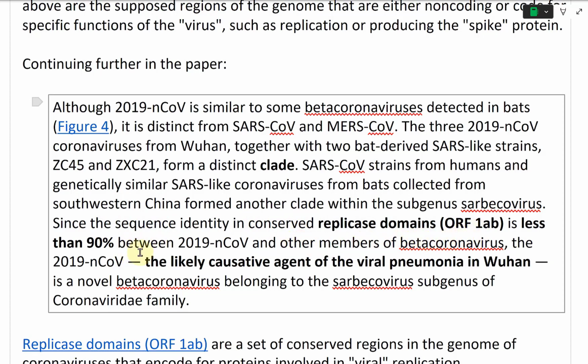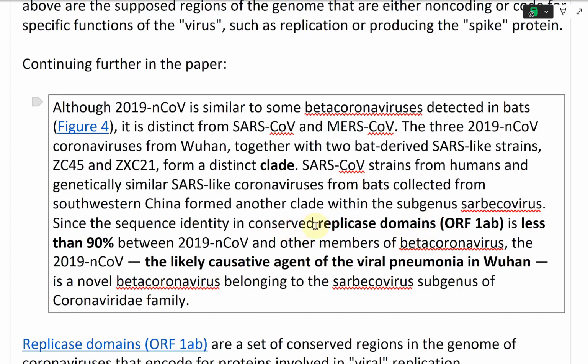Since the sequence identity in conserved replicase domains ORF1AB is less than 90% between 2019 nCoV and other members of beta coronaviruses, the 2019 nCoV, the likely causative agent of the viral pneumonia in Wuhan, is a novel coronavirus belonging to the sarbecovirus subgenus of Coronaviridae family.